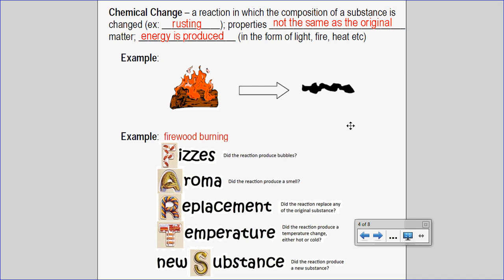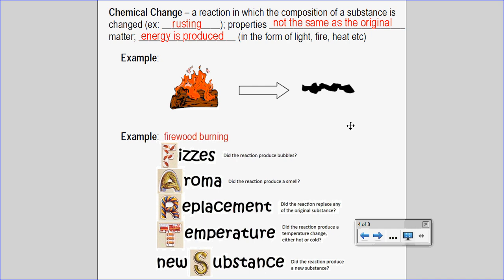I came across this acronym, FARTS, to help you identify if a chemical change has occurred. So F is for fizz, if the reaction is producing bubbles, that's a new substance. Gas is being made, so that would be a chemical reaction or chemical change. Aroma, that means something that smells is being produced, a new chemical compound, and it's coming into your nostrils. Replacement, if you're replacing one element with another in a reaction, that is definitely a chemical change.